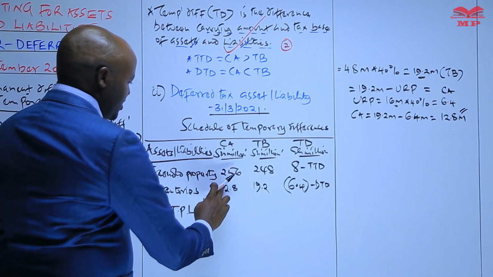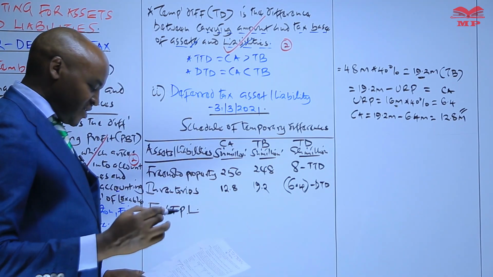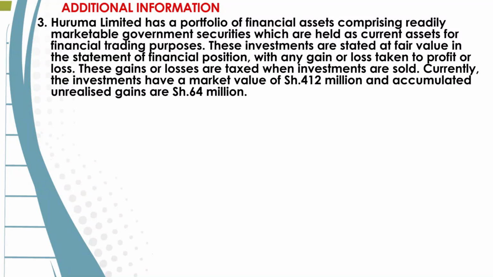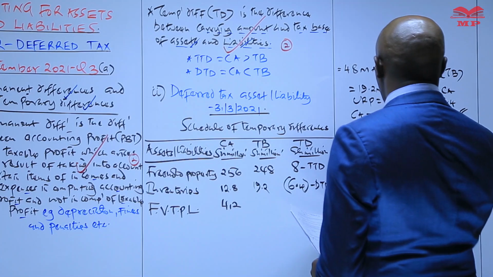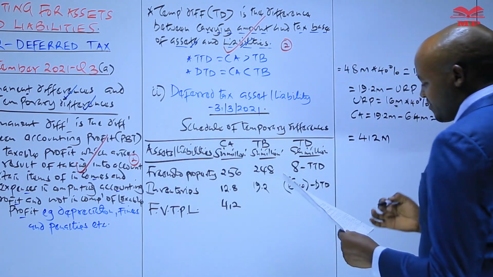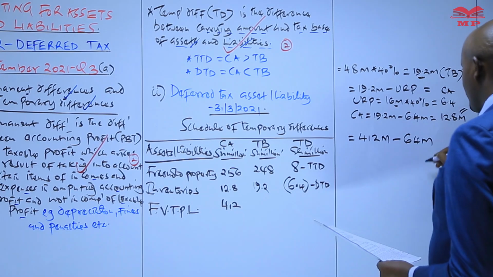Now, this particular financial asset at fair value through profit and loss, in the company's statement of financial position, is recorded at its current market value, at its current fair value, which you're told is 412. But now their tax base is always equal to the cost. What you're told is that this fair value or market value of 412 million is arrived at after the company has added total accumulated gains of 64 million.